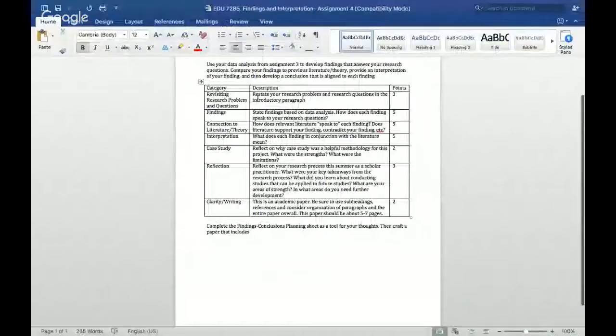All right, so the first thing that you're going to do is restate your research problem and your research questions in the introductory paragraph. Bring us back into the whole reason why we began this study in the first place. What were the challenges, issues, concerns that you started with? And how did you hone that problem into questions that you were going to explore this particular summer?